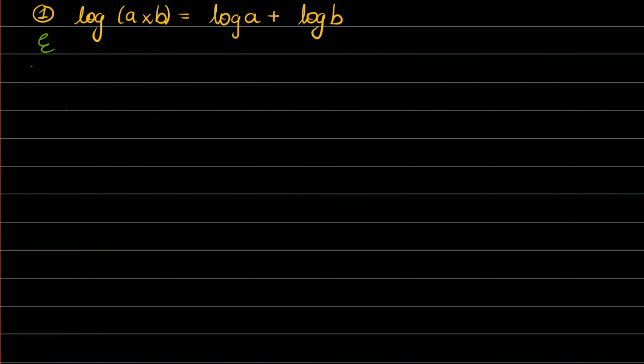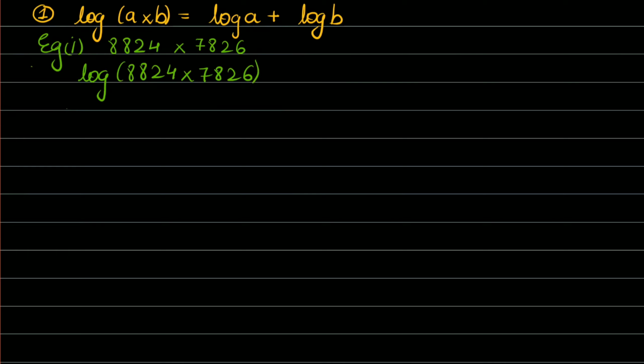So our first example, number 1. Consider a number: 8824 multiplied by 7826. This is our value. Now we have to apply log on this value. So applying log to 8824 into 7826, we can easily find this value. According to the formula, log A into B is log A plus log B.